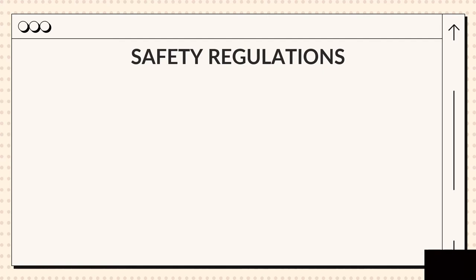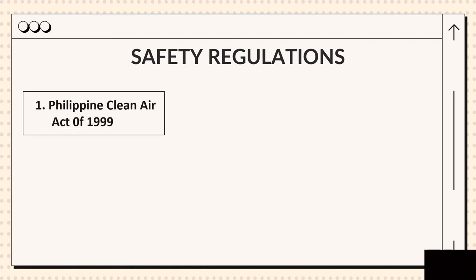Next tayo. So, safety and regulations. Okay, Philippine Clean Air Act of 1999. Okay, Republic Act number 8749, also known as the Philippine Clean Air Act. Okay, so, Philippine Clean Air Act of 1999.